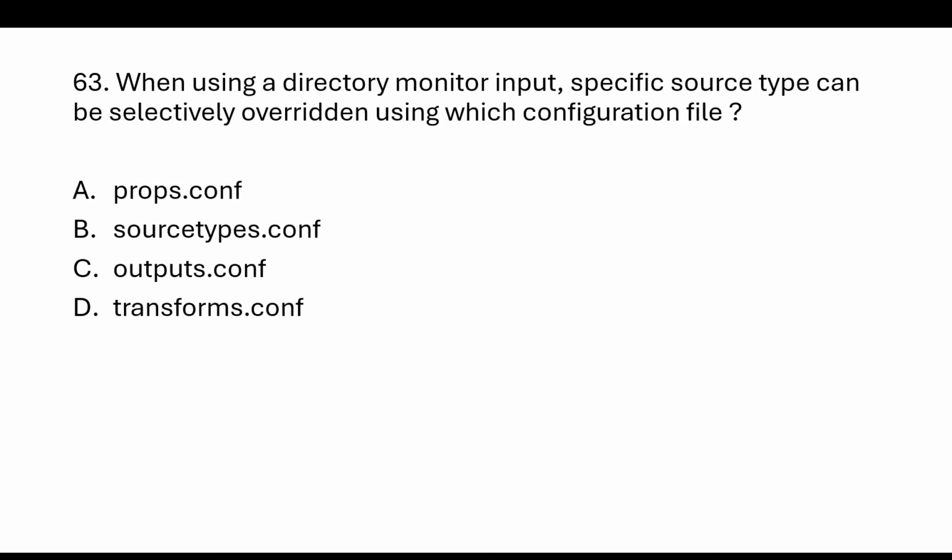Question number 63. When using a directory monitor input, a specific source type can be selectively overridden using which configuration file? Option A, props.conf. Option B, sourcetypes.conf. Option C, outputs.conf. Option D, transforms.conf. And the answer is option A, props.conf.